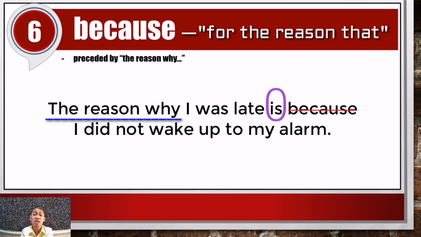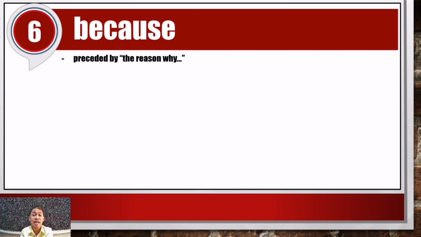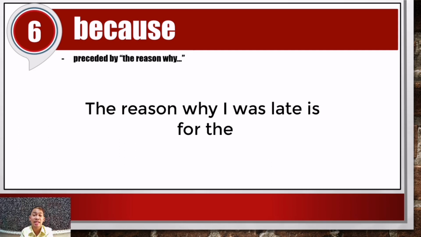So if you're going to replace because with for the reason that, it actually has redundancy with the preceding phrase. For example, the reason why I was late is for the reason that. So definitely it doesn't sound good once you're going to replace that conjunction with for the reason that.